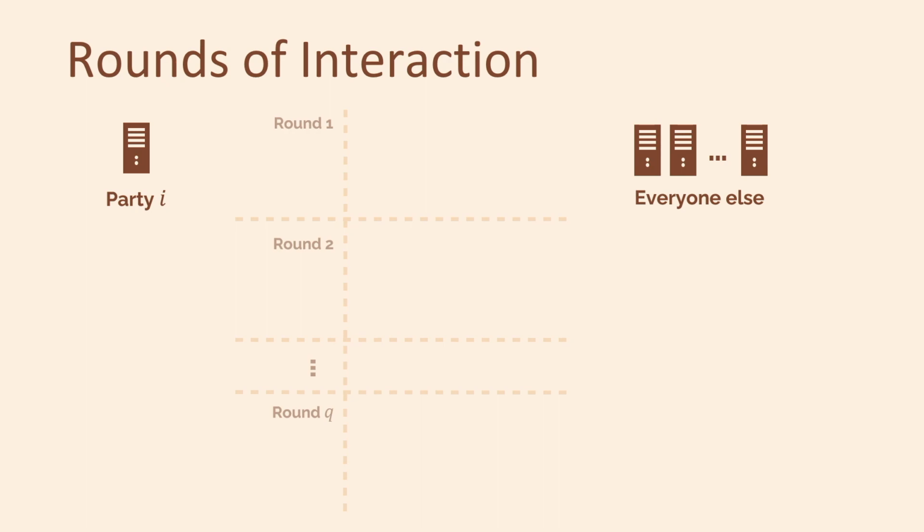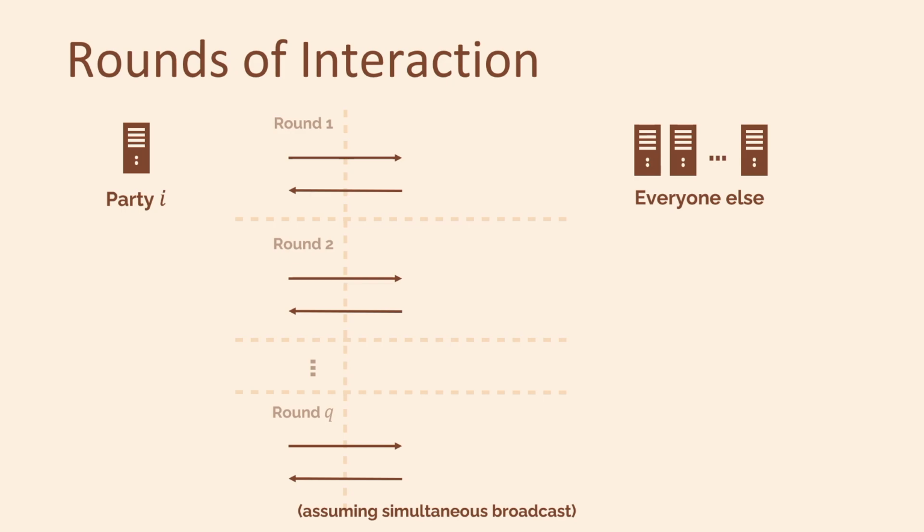So another important goal in the MPC literature is studying the number of rounds of interaction that's required for security. So in other words, let's say we assume we have a simultaneous broadcast channel. The question is, how many back and forth messages do we need in order to get security?